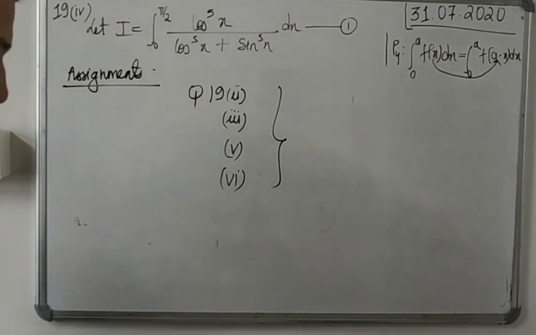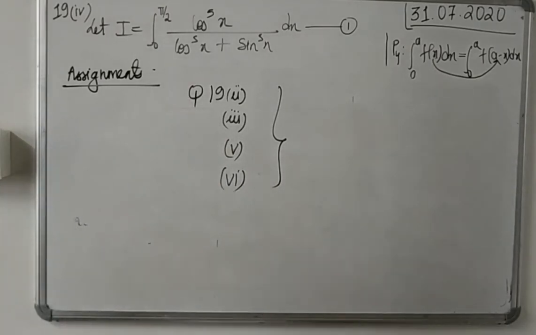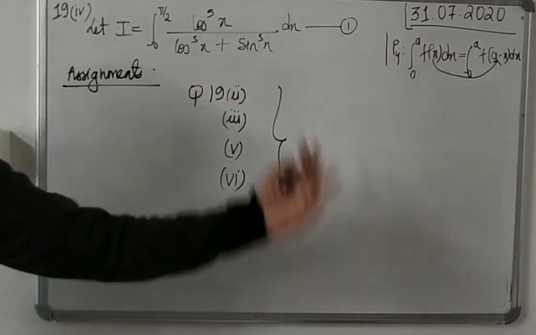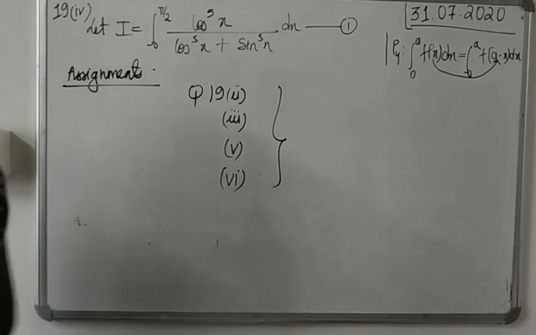Okay, so that's it for today. I'll see you tomorrow with another property. In fact, yes, this property also we have to do. The sums are a bit different, another type. This is the first type based on property 4. There's one more type which we'll do.